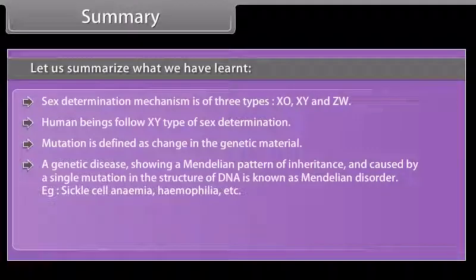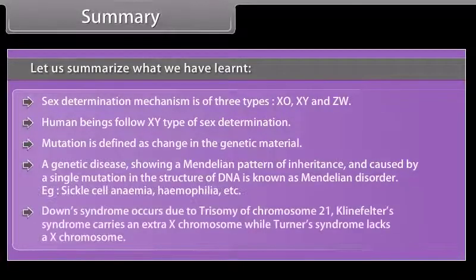Examples: sickle cell anemia, hemophilia, etc. Down syndrome occurs due to trisomy of chromosome 21. Klinefelter's syndrome carries an extra X chromosome, while Turner's syndrome lacks an X chromosome.